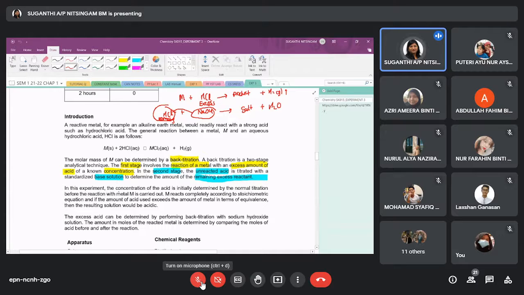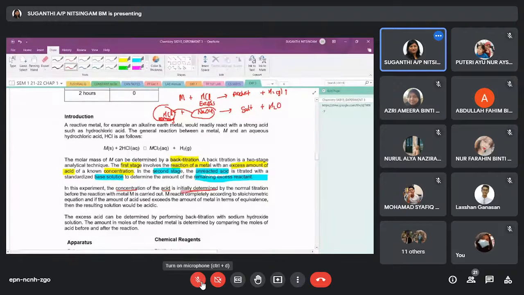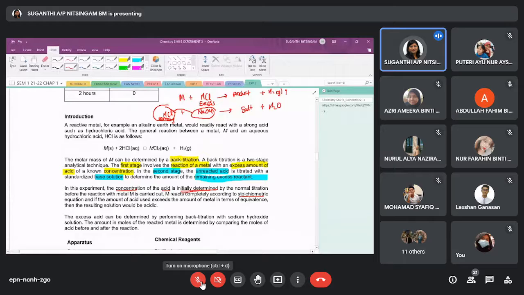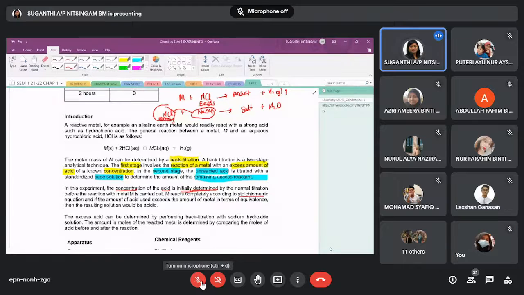So concentration acid ni kita akan tahu. Initially determined. Macam mana kita selalunya tahu? Kita guna stoichiometry. M reacts completely according to stoichiometry. Okay, let me ask somebody. Why M reacts totally? M tu adalah apa? Limiting reactant. So that's why it reacts completely. Okay, the excess acid can be determined by performing back titration with sodium hydroxide.